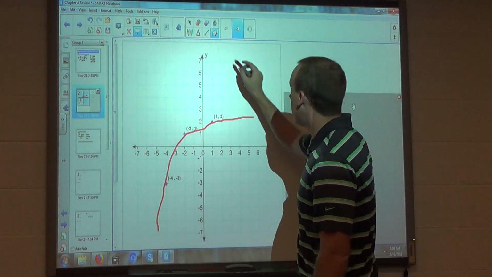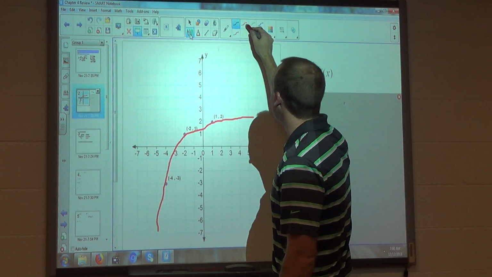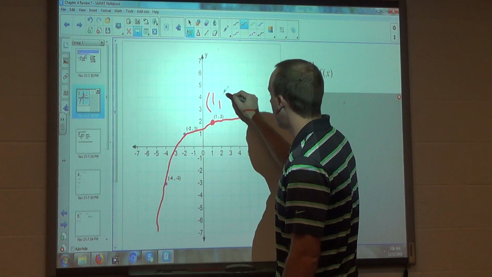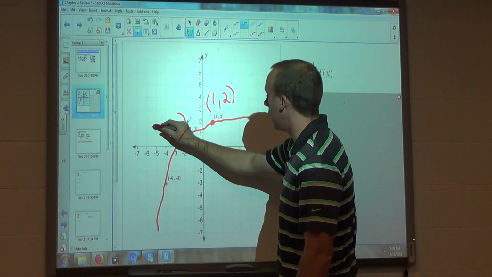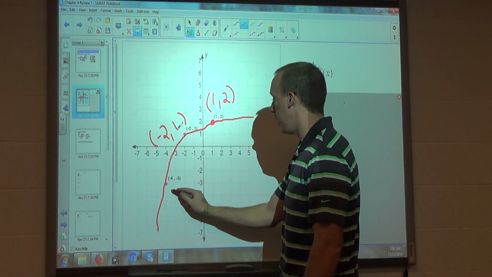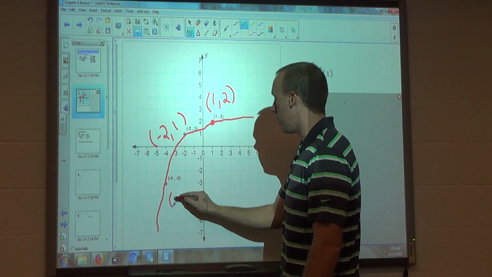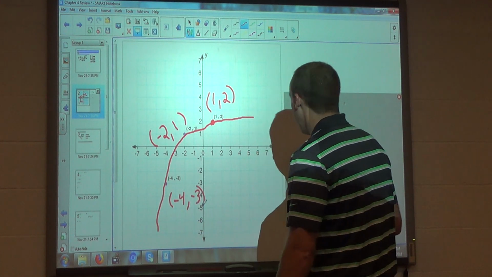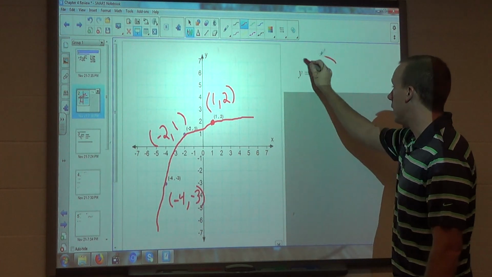Okay, I'm going to rewrite these coordinates so that you guys on screen can see them. So this point right here is (1, 2). This coordinate right here is (-2, 1). And this coordinate right here is (-4, -3).